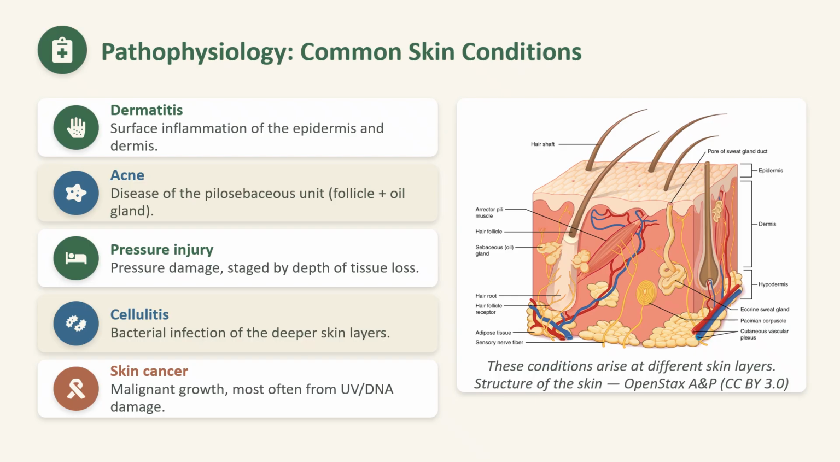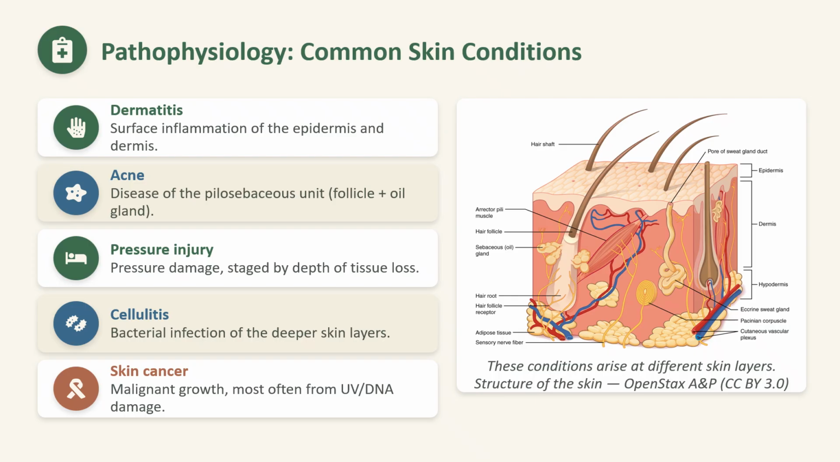Cellulitis is a bacterial infection that spreads through the deeper dermis and subcutaneous tissue. And the fifth item, skin cancer, is a malignant overgrowth of skin cells, most often triggered by UV damage to cell DNA. It usually begins in the epidermis, in the basal cells, the keratinocytes or the melanocytes, which is exactly why sun exposure matters so much. We'll give skin cancer its own slide because it's the most important thing on this list to catch early.